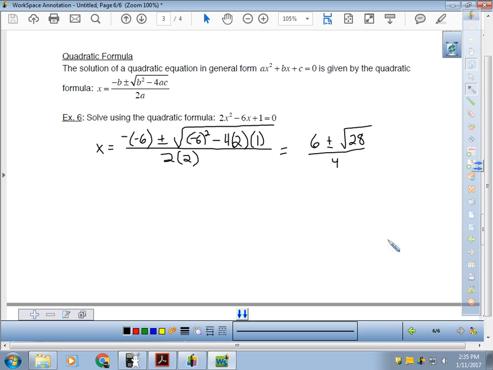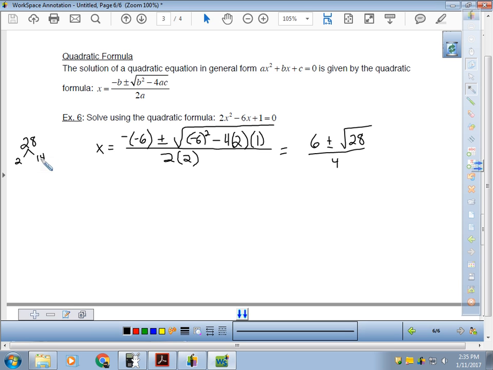Now it's at this point that I want to talk about simplifying radicals, because we do need to simplify them. This radical here with the 28 could be simplified. How you check if you can simplify is you make a factor tree. So I'm going to start with 28, and I'm going to look for the smallest number I know of that goes into 28. Because this is an even number, 2 will go into it, so it would be 2 and 14.